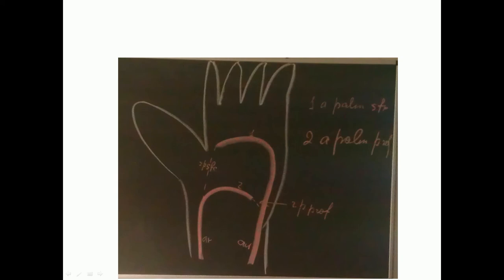That means that arcus palmaris superficialis is a prolongation of AU, arteria ulnaris. This is AU, arteria ulnaris. And the other, arcus palmaris profundus, is a prolongation of AR, arteria radialis.